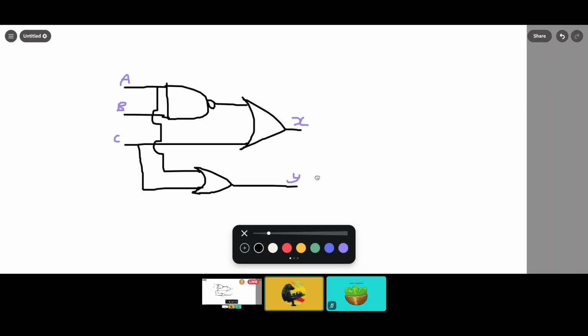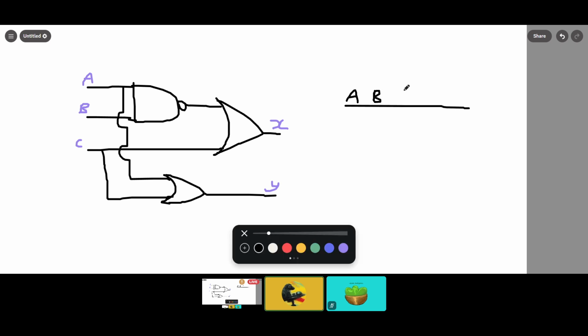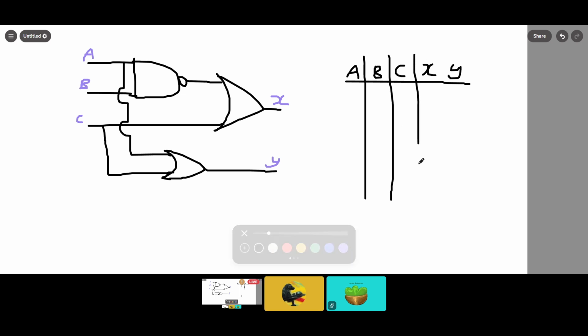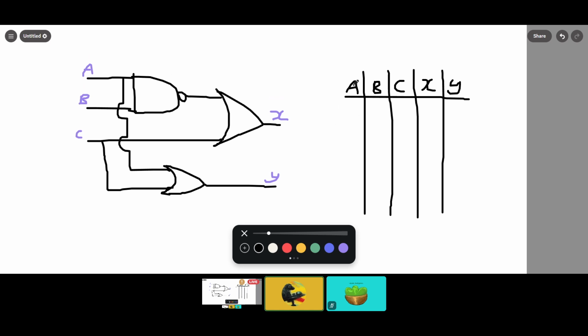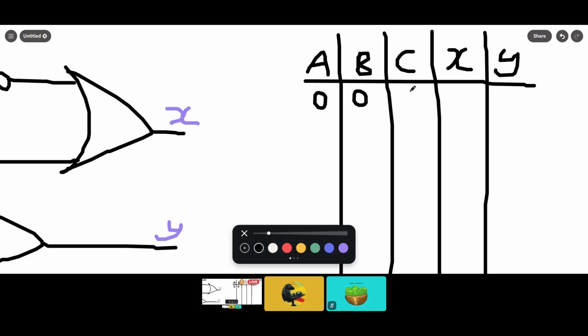Alright, so I'm gonna go ahead and do this. So first, I'm gonna draw this line, and then I'm gonna write my inputs A, B, C, and then X, Y. Alright, then I'm gonna draw these lines down. Okay, now for my inputs A, B, and C, I'm going to write down every single possible configuration of ones and zeros for these 3 inputs.